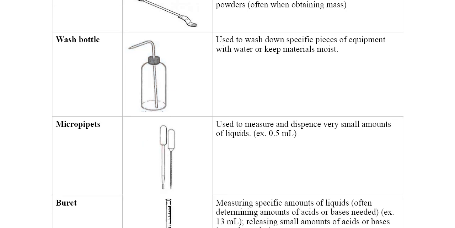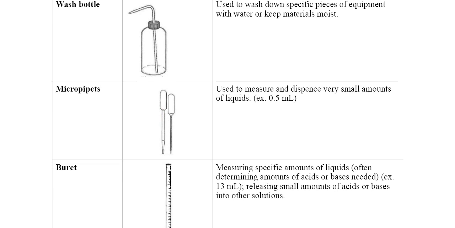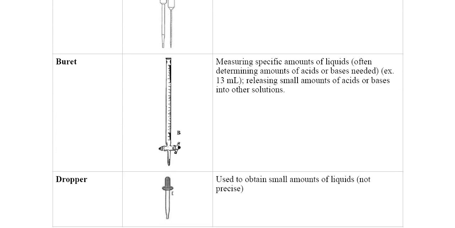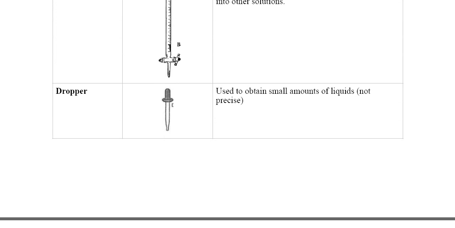Micropipette, used to measure and dispense very small amounts of liquid, for example 0.5 milliliters. Pipette, measuring a specific amount of liquid, often determining amounts of acids or bases needed. Releasing small amounts of acids or bases into other solutions. Dropper. It's used to obtain a small amount of liquid.